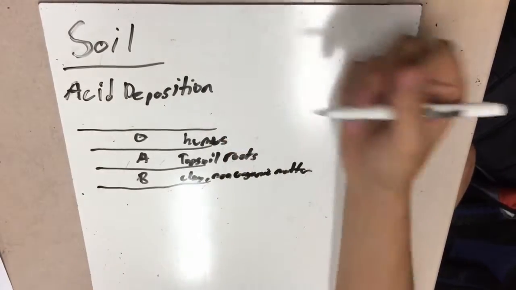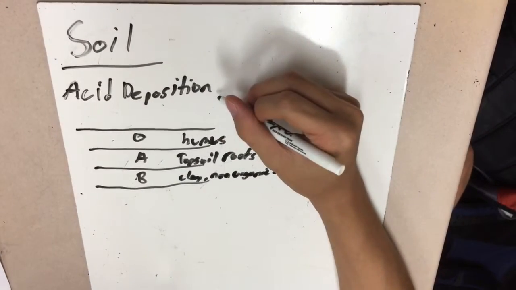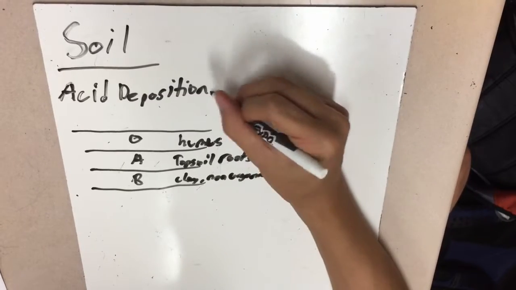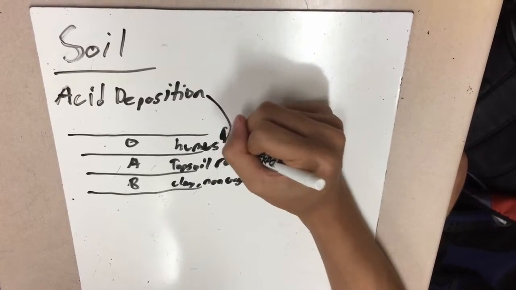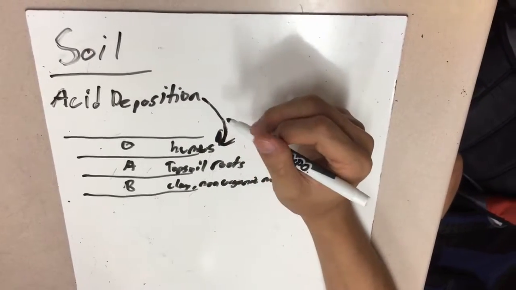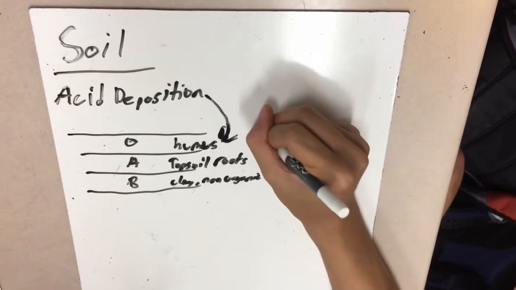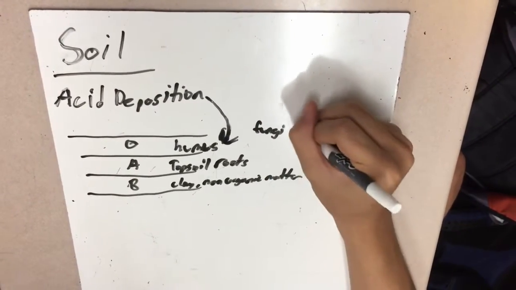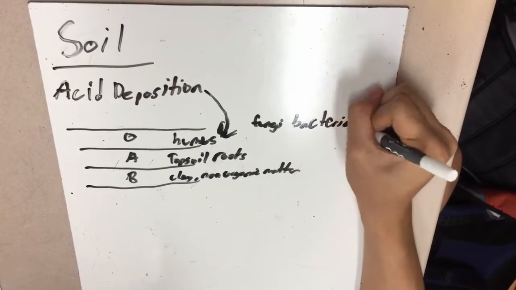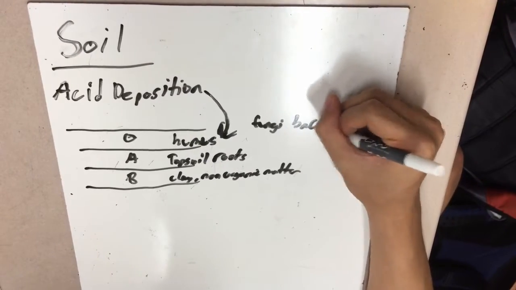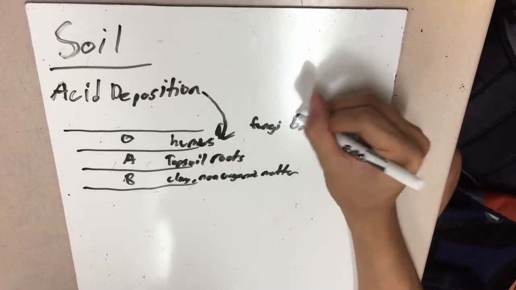So what acid deposition does is it reduces the number of microorganisms that can live in the O layer, and this affects stuff like fungi or bacteria, other decomposers, and this reduces the fertility of the soil since there will be less nutrients in it.